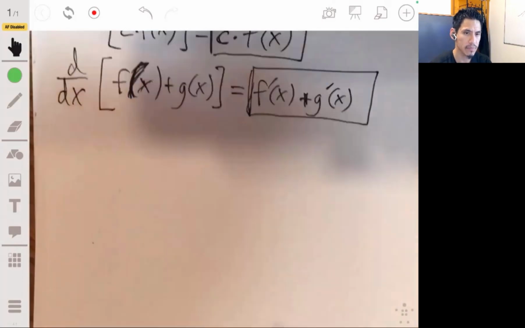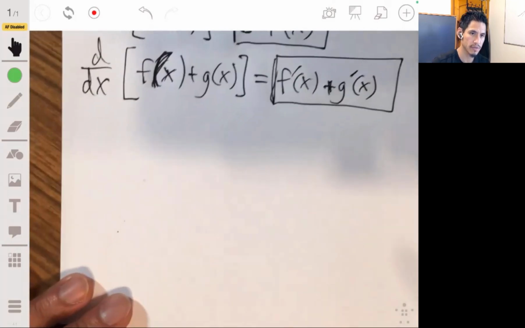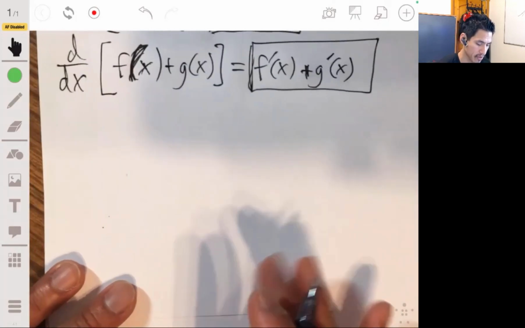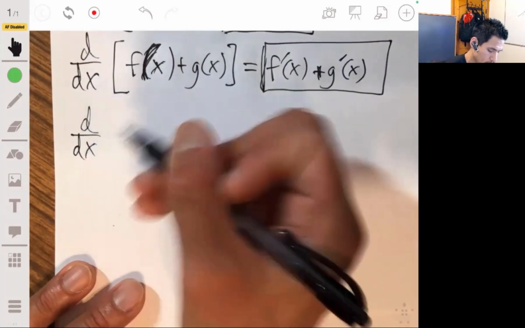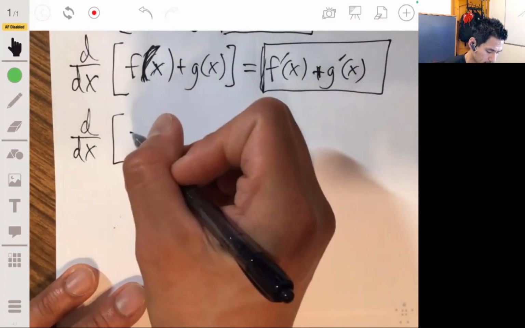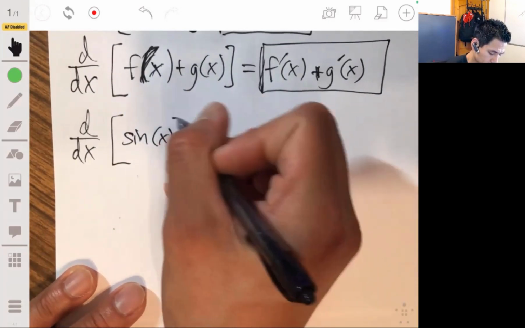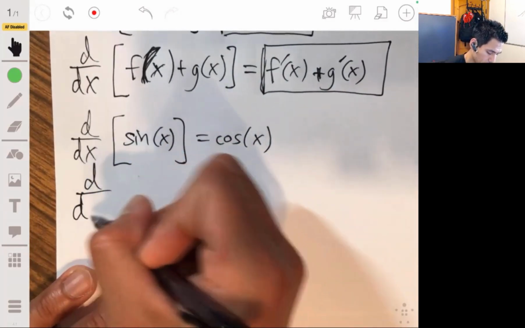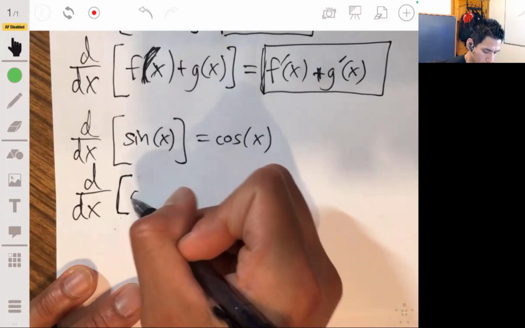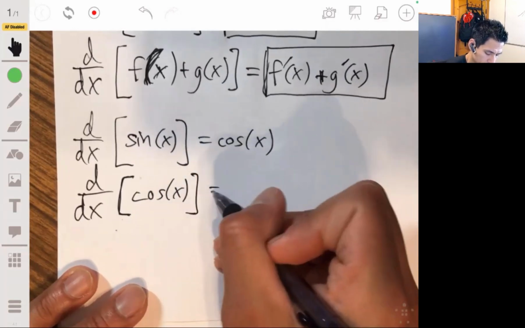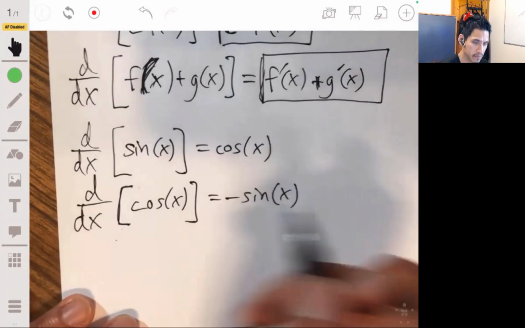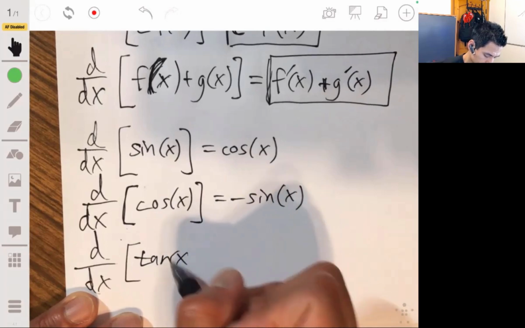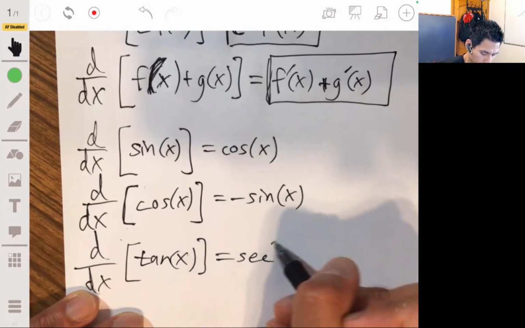Next, we got, move this down a little bit. Know your trig derivatives. The main ones you have to know are the cosine, the sine, and the tangent. So know that the derivative of the sine function is the cosine function of x. Know that the derivative of the cosine function of x is the negative sine function of x. And know that the derivative of the tangent of x is the secant squared of x.